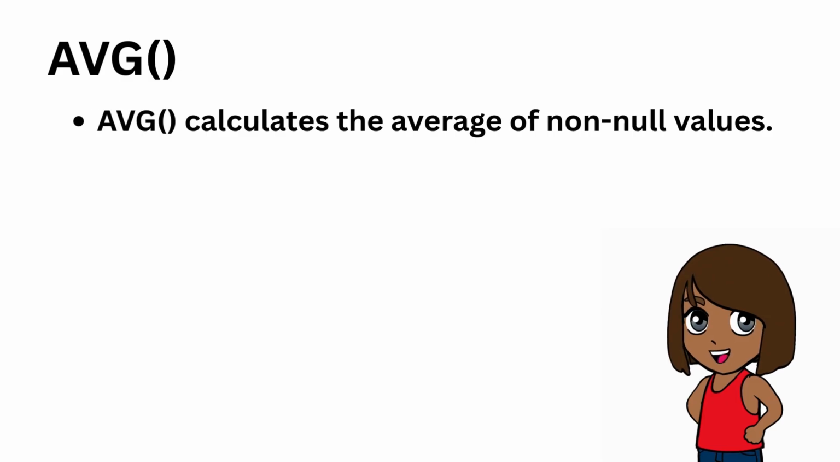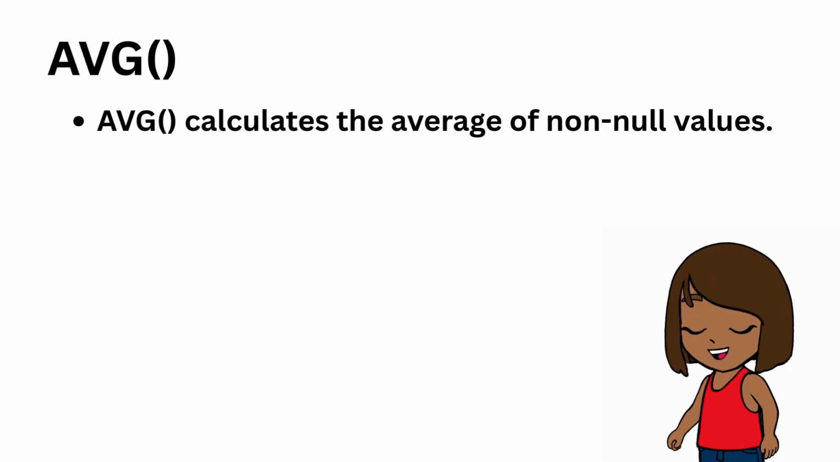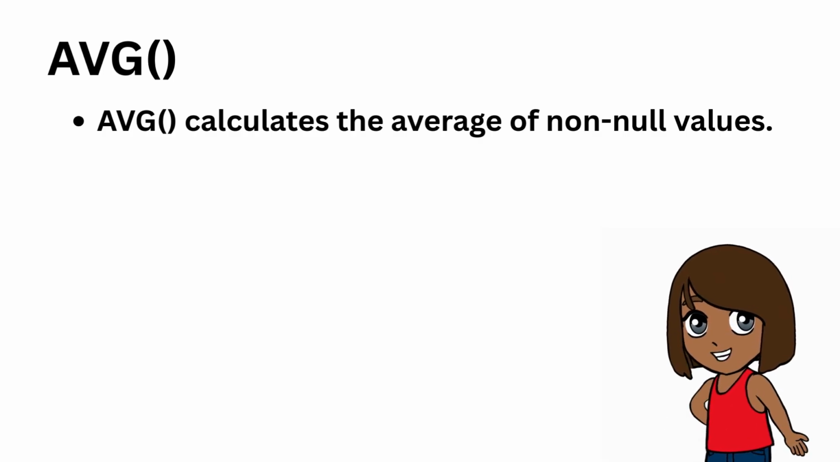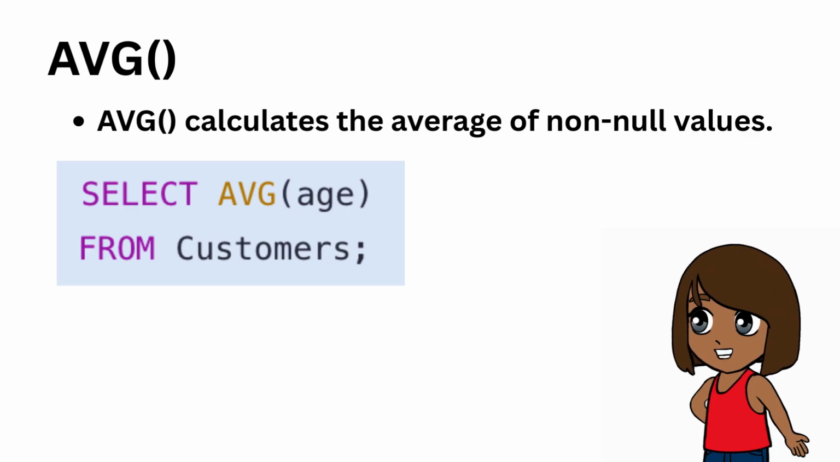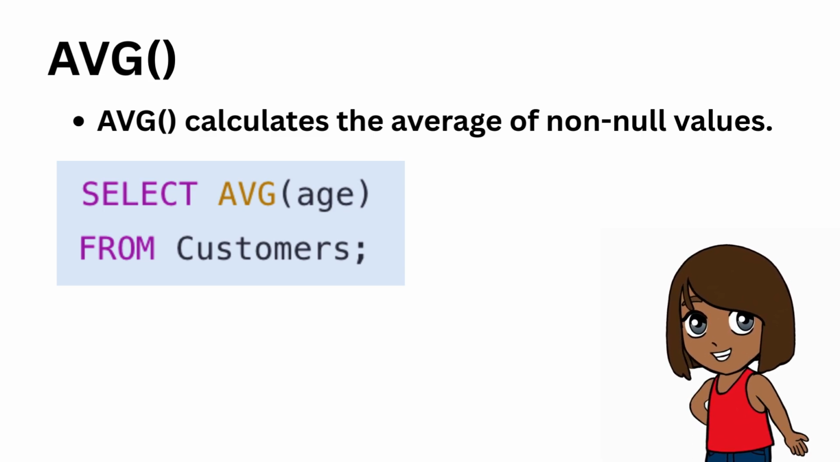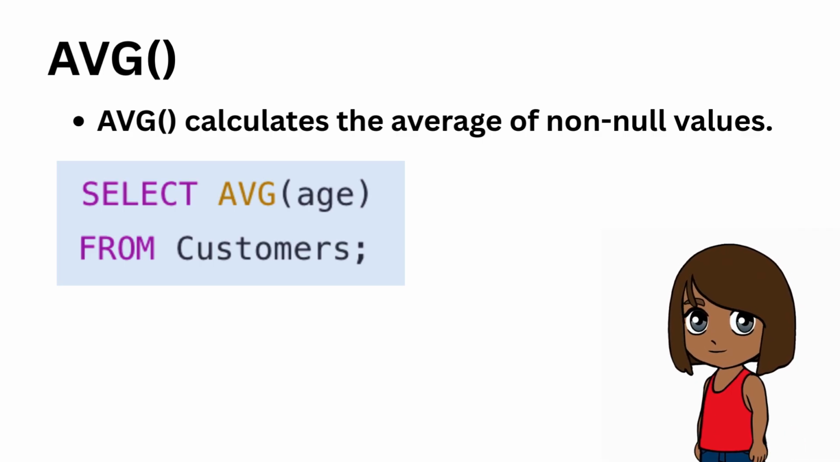Average calculates the average of non-null values. We can use the average function to answer questions like, what is the average age? To answer this question, we can use the query that you see on screen. It is very important to note, if there are null values, they are excluded from the calculation. SQL does not treat null as 0. That's a common beginner misconception.